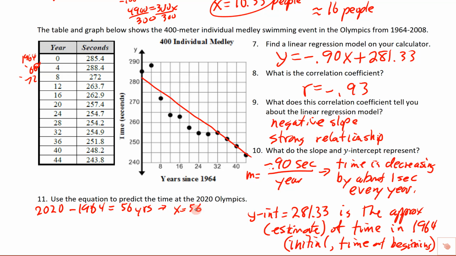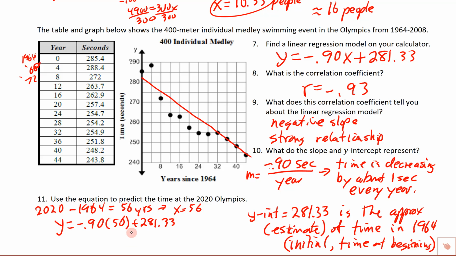So we're going to put 56 into our model. This is going to be y equals, so here's our model right here. They're going to lose a little bit less than a second for every one of those 56 years. And then we're going to add that initial starting time, or that initial estimate, and that is 281.33. I've got to get that right, 281.33.